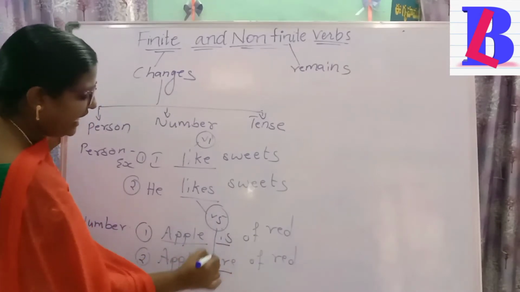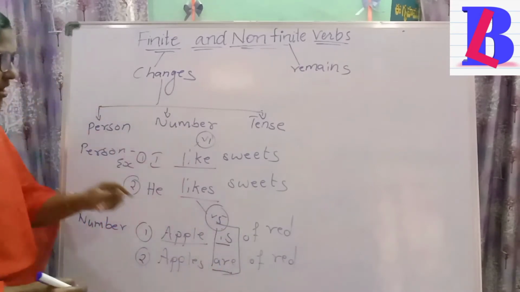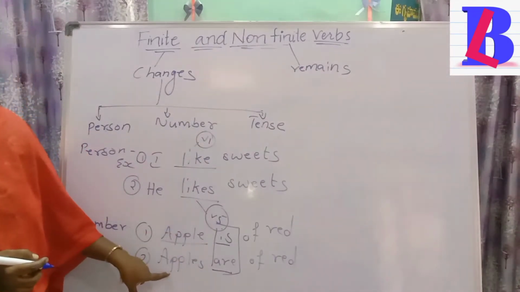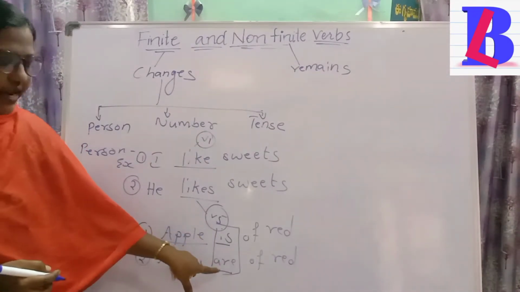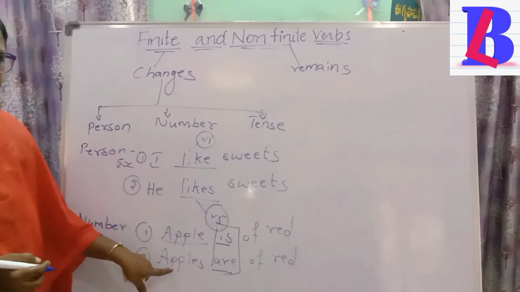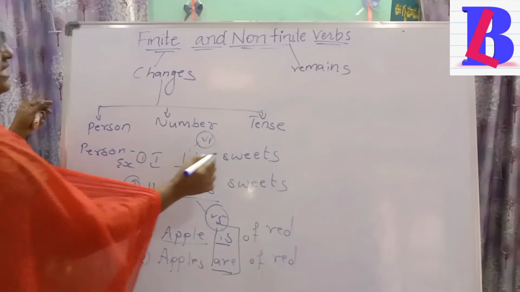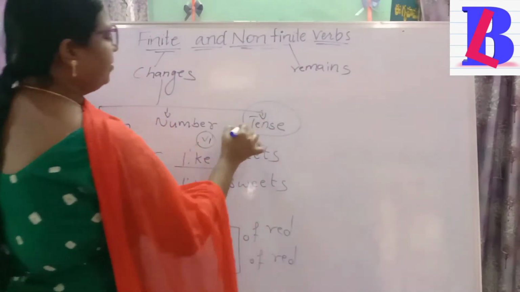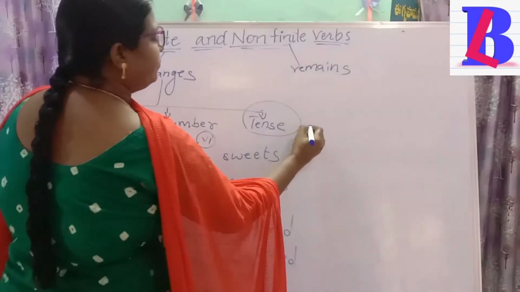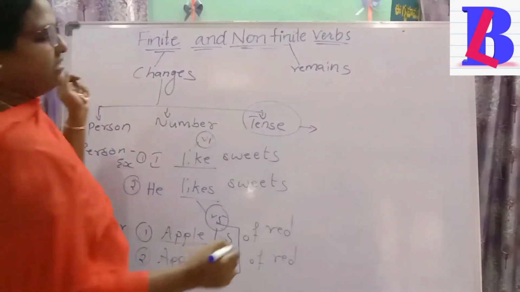So here is and are are finite verbs which change with the number. Is and are come under finite verb. They change with the number. Now let us see how a finite verb changes with tense.